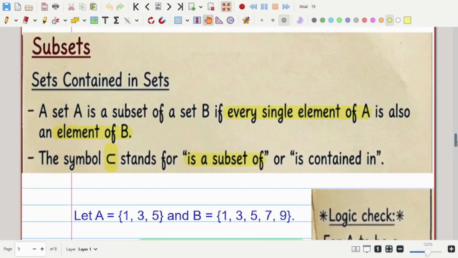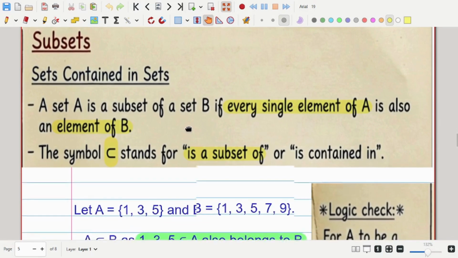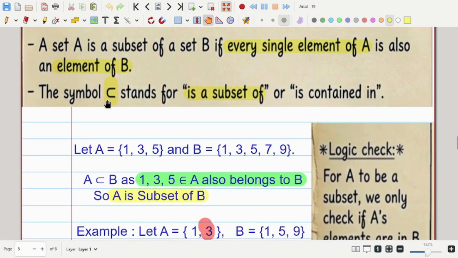Subset. A set A is a subset of set B if every single element of A is also an element of B. This symbol indicates is a subset of or is contained in.